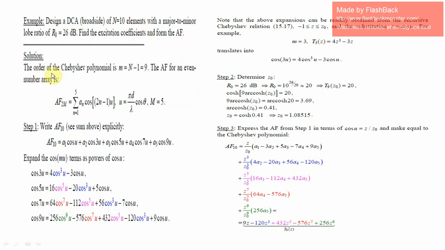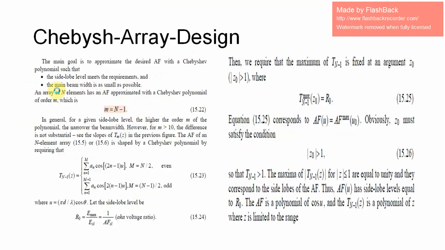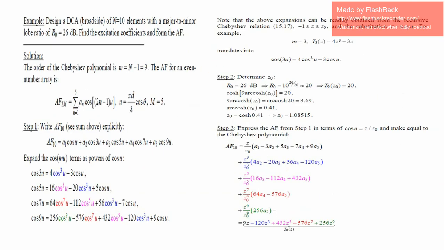The solution: the order of the Chebyshev polynomial is m, which is equal to n minus 1, which is equal to 9, and the array factor of the even number array should be used. That equation is the summation of a_n cos((2n minus 1)u), where M is equal to N by 2, so the array factor AF of 2M is provided, with n varying from 1 to 5.